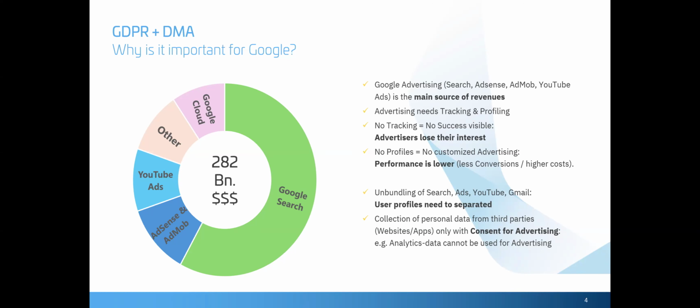If they can't bundle this information anymore, the profile is less accurate. The other thing is, part of the DMA is also that the DMA specifically tells the gatekeepers to collect consent for advertising. So you don't have anything like legitimate interest and these kind of things anymore. They need to have consent, and they specifically need to have consent if they collect the data on third-party websites. So that's when we're talking about Google AdSense, for example.